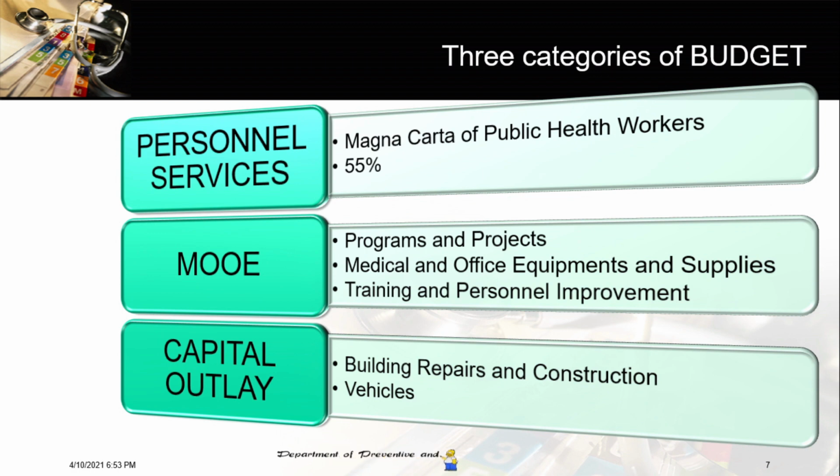Personal services are the salaries of personnel and can comprise 55% of the budget of an agency. MOOE is the maintenance and other operating expenses, which refer to expenditures to support the operations of agencies, such as expenses for supplies and materials, transportation and travel, and utilities. And third, capital outlays refer to goods and services, the benefits of which extend beyond the fiscal year and which add to the assets of the agency.